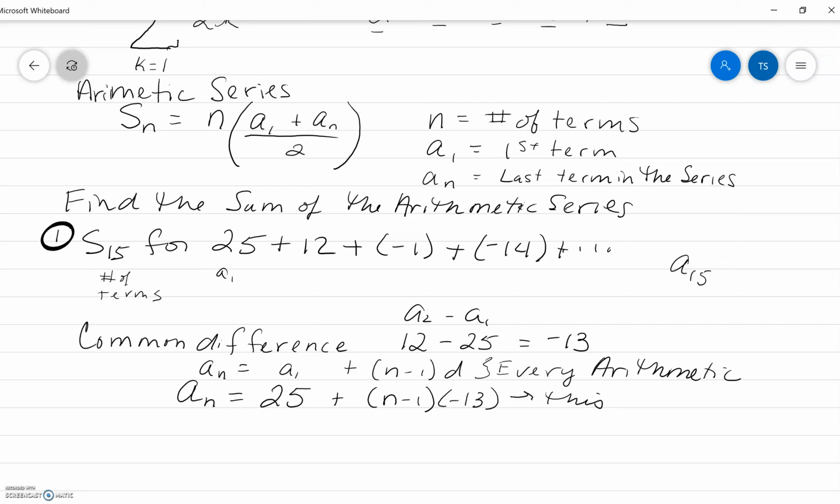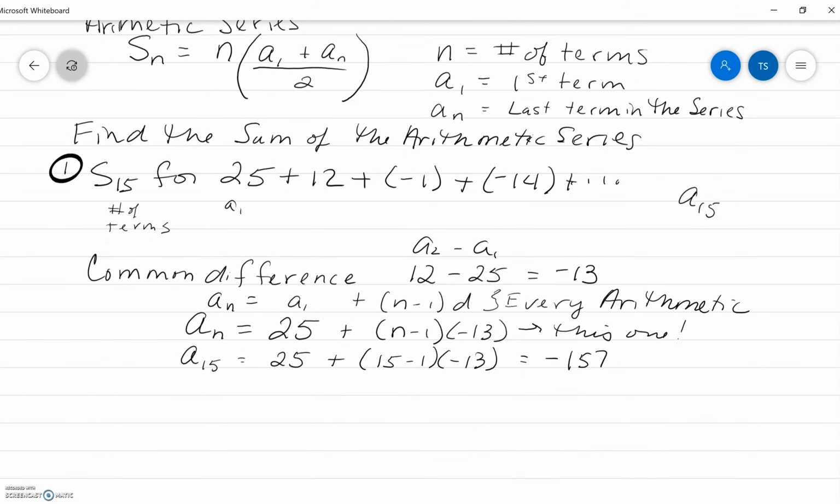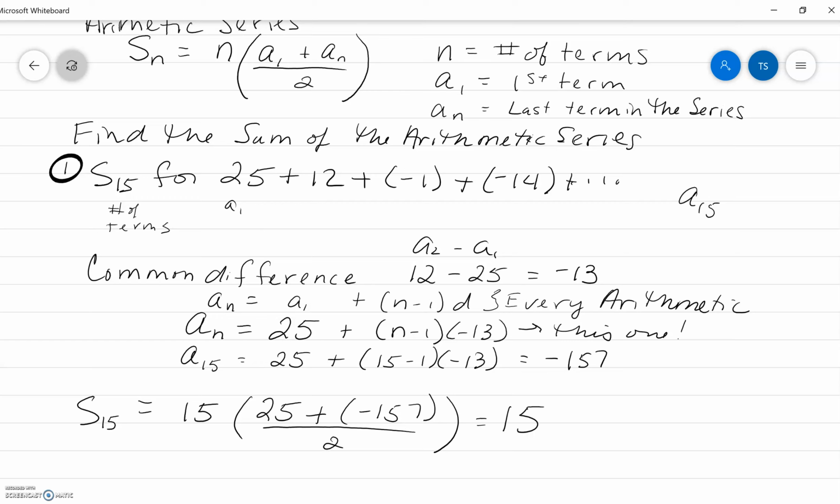And then for this one in particular, we need to find the 15th term. So a sub 15 equals 25 plus 15 minus 1 times negative 13. Do the math on that. We're going to get negative 157. Use a calculator, that is fine. Now for the sum of the first 15 terms, that's going to equal 15 times the first term, which is 25, plus the last term, which is negative 157, all divided by 2. We do the math on that and get 15 times negative 66, which is negative 990. That is the sum of the first 15 terms.